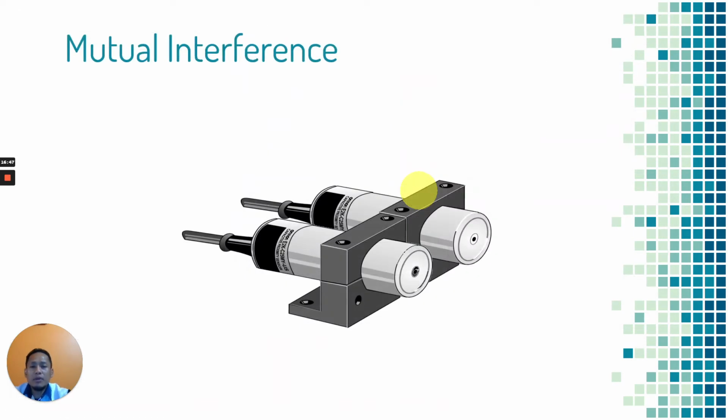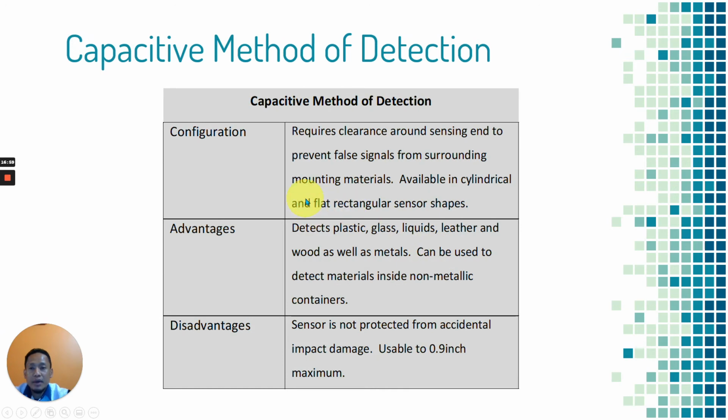However, by using this capacitive sensor, there is mutual interference when these sensors are close to each other. Okay, this is the method of detection. The configuration requires clearance around sensing ends to prevent false signal from surroundings. Usually, a capacitive sensor must have some clearance, some distance. The advantage of this sensor is it can detect plastic, glass, liquids, leather, and either metal or non-metal.